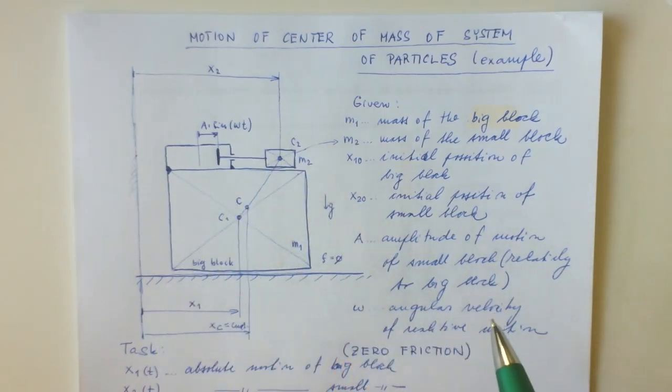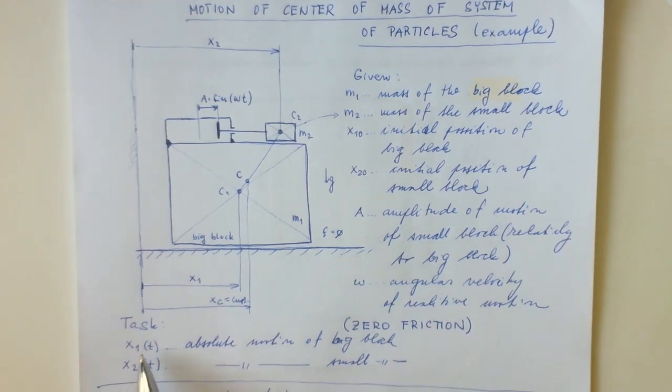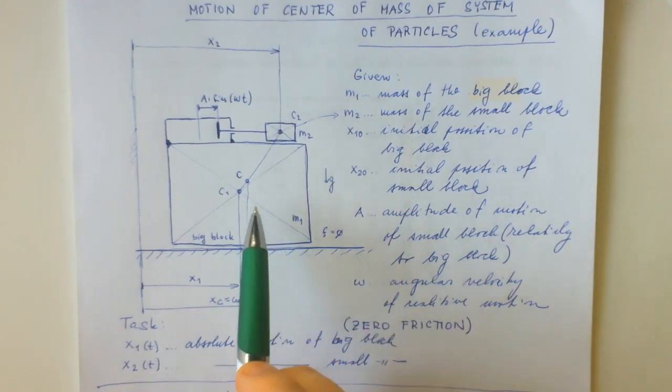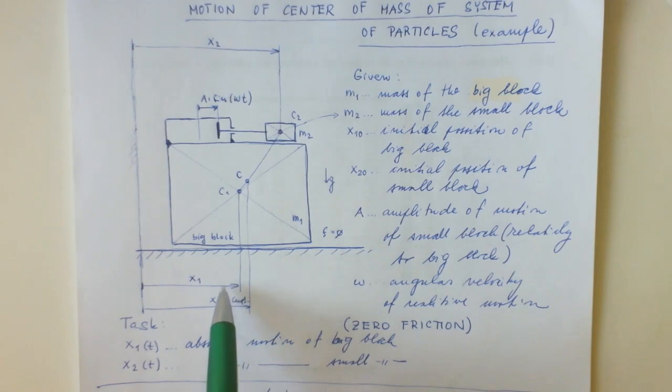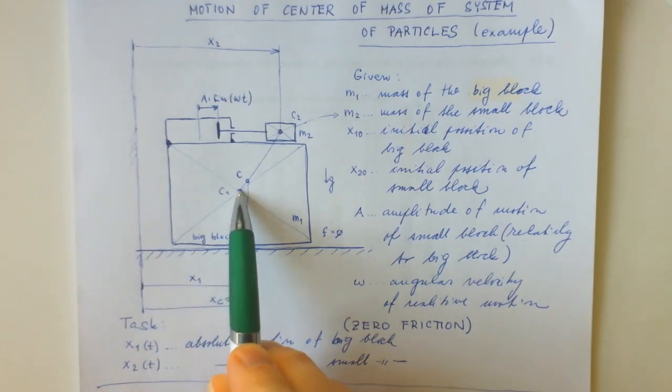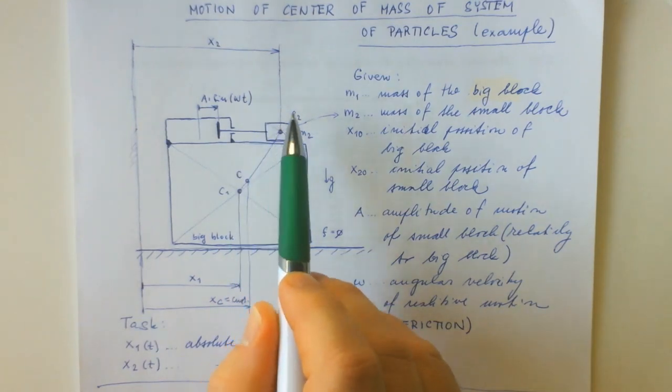And the task is to calculate the absolute motion of big block and small block, to find x1 depending on time and x2 depending on time. So it means these two distances, okay? Distance of this point and distance of this point in time.